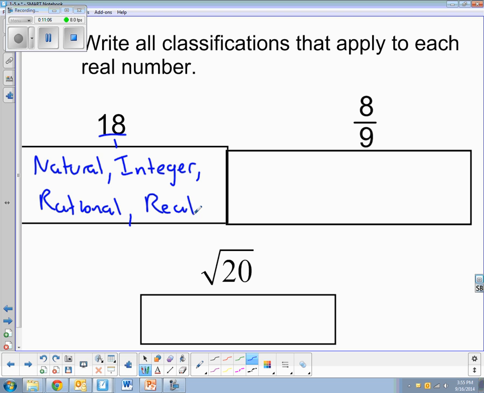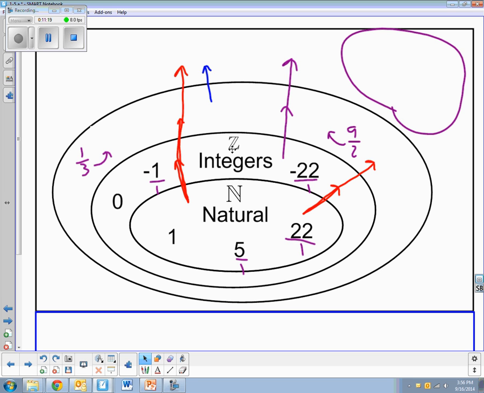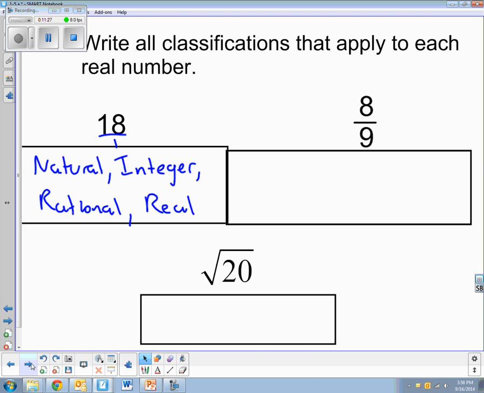8/9. We've got 8/9. Let's go back. Is it a natural number? Is it a positive whole number? No, it is not a positive whole number, so it's not a natural number. Is it an integer? No, it's not a positive or negative whole number. Is it a rational number? Yes, 8/9 can be written as a fraction. It is a fraction, and so it is a rational number. And it is going to be a real number as well.